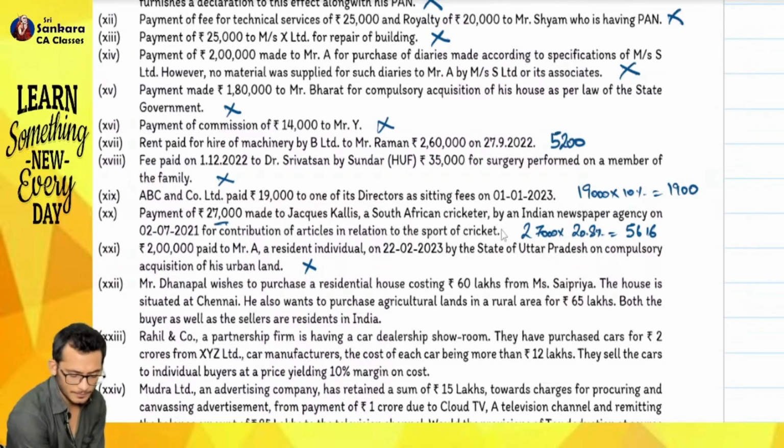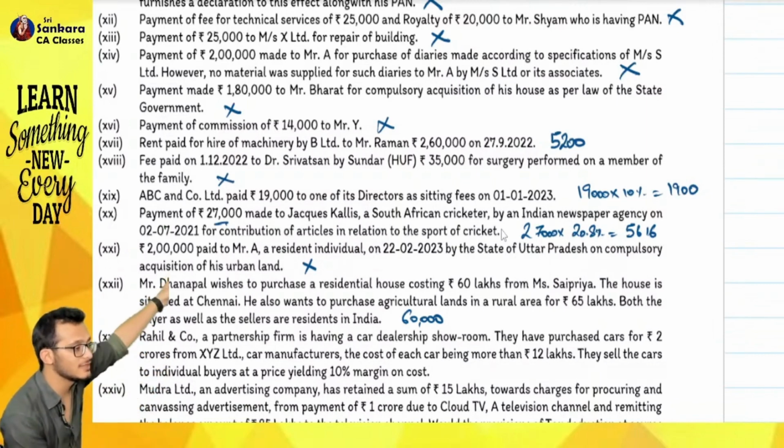House is 60 lakhs, land is 65 lakhs. Ignore land, go to house. 60 lakhs at the rate of 1%. Number is 60,000.